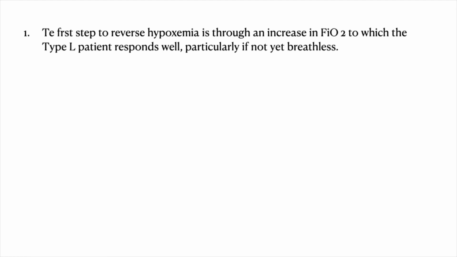So how do we treat these two cases? Clearly, these are very separate disease processes and we cannot treat both of them equally. The first step to reverse hypoxemia is an increase in FiO2, to which the type L patient responds very well. They just respond very well to simple oxygen therapy. If you increase the FiO2, they become very comfortable and tolerate it very well.